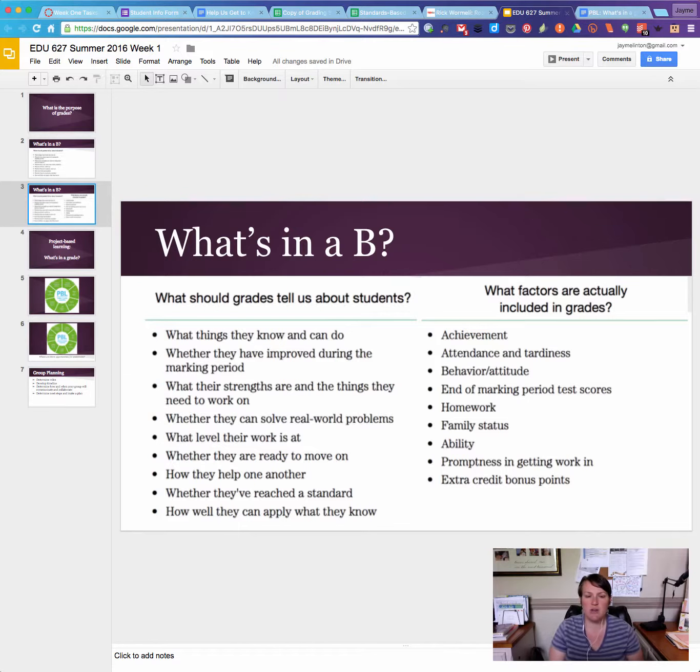This is why I want you to really think about what's the purpose of grading and what factors should we include in grades. If we want a B to clearly communicate a certain level of mastery of content standards, then we cannot include these things on the right that get in the way of that.